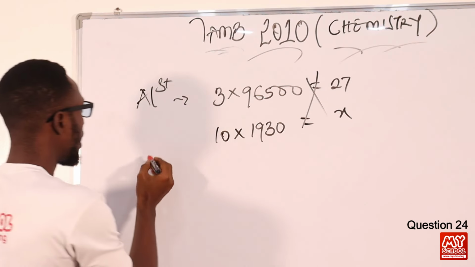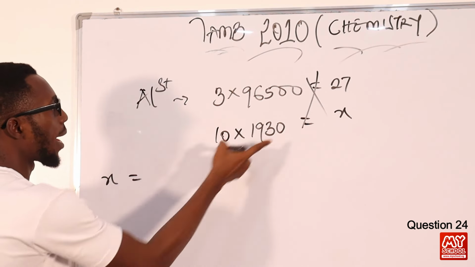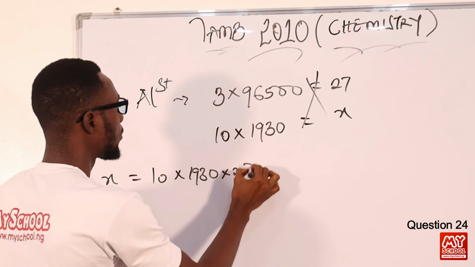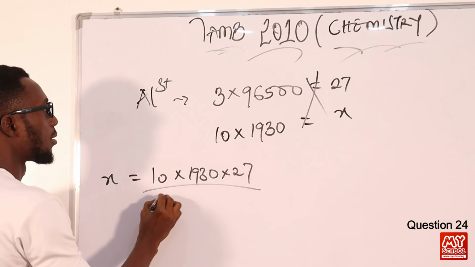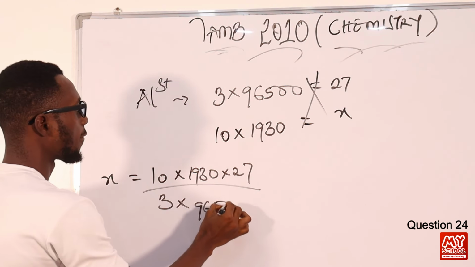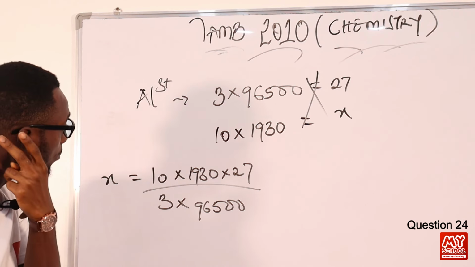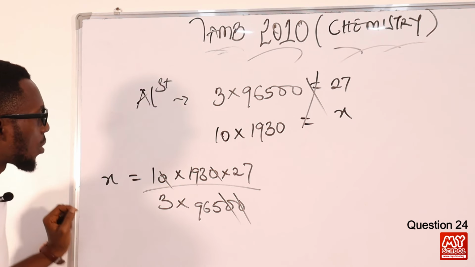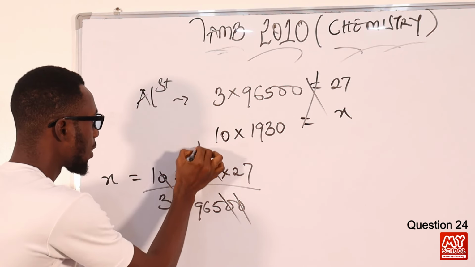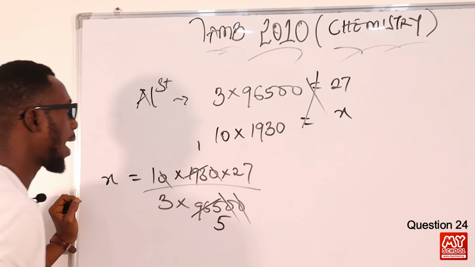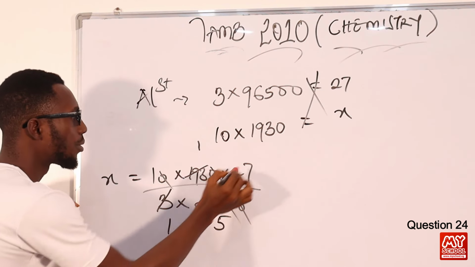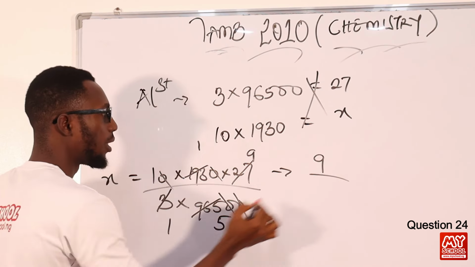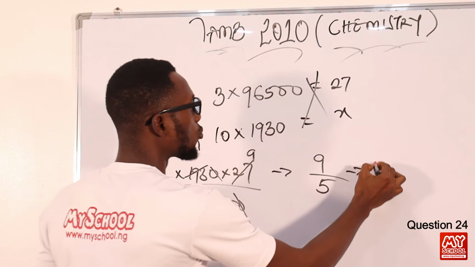If I cross multiply, then we have x equals 10 times 1930 times 27 over 3 times 96500. So 0 can cancel 0. This goes here 1, this goes here 5 times. Then I still have 3 here 1, 3 here 9. So for the numerator, I have 9. For the denominator, I have 5. So 9 divided by 5 should be 1.8.